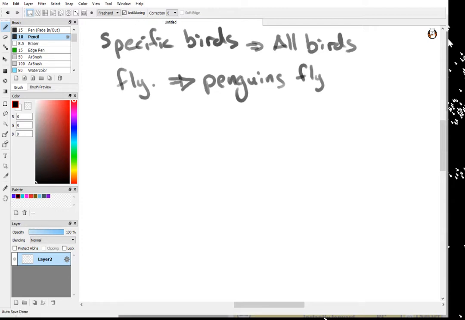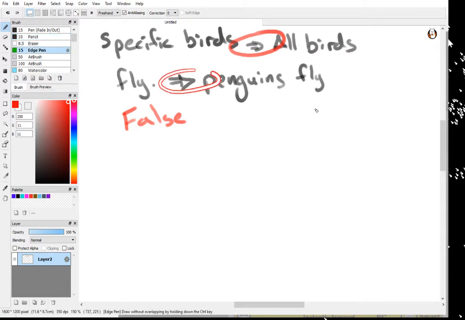So what we've got here is a list of specific birds with the implication that all birds fly. So we've got these specifics that lead to a conclusion. This is false right here. Not all birds fly. However, if the conclusion that all birds fly was true, then we would know that penguins fly. But it's not. So the problem here is that this middle one is false.